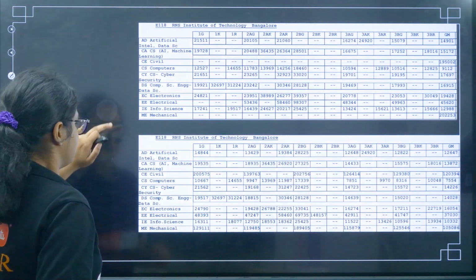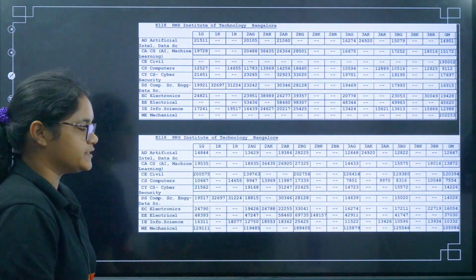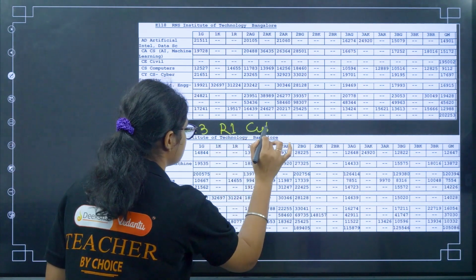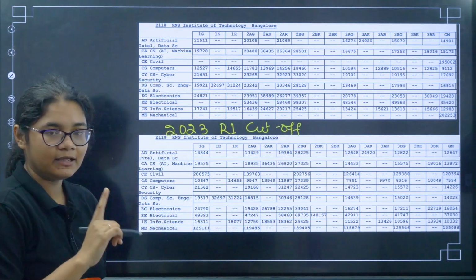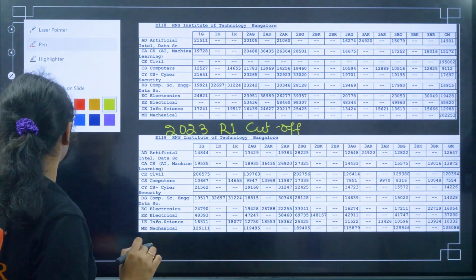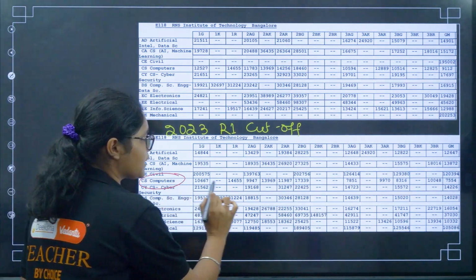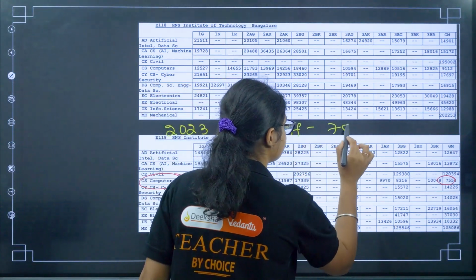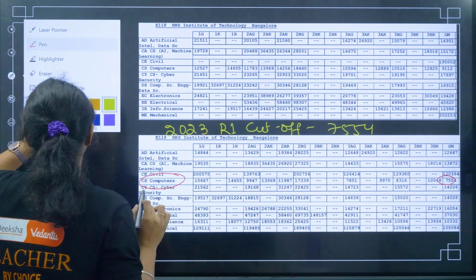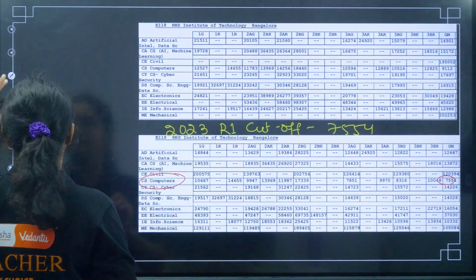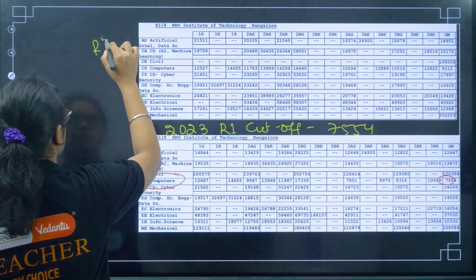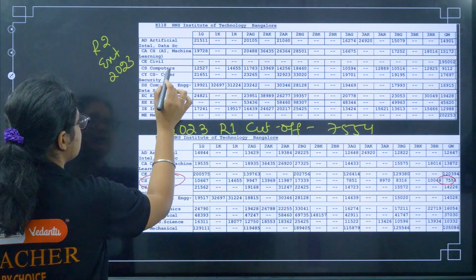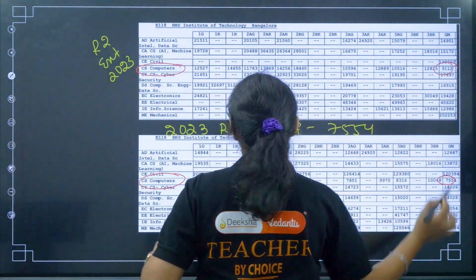Now see, this is your RNS Institute of Technology 2023 round 1 cutoff. If you see computer science, we'll compare computer science here. The computer science cutoff was 7554. Now in RNS Institute of Technology, this one is the round 2 extended cutoff of 2023. Here for computer science, the cutoff was around 9112.